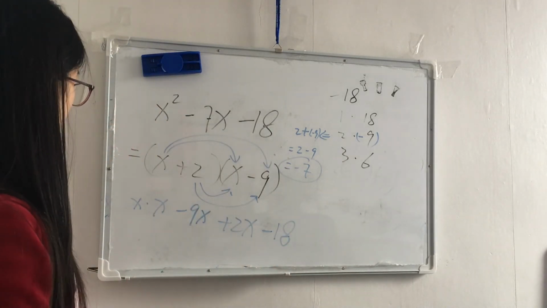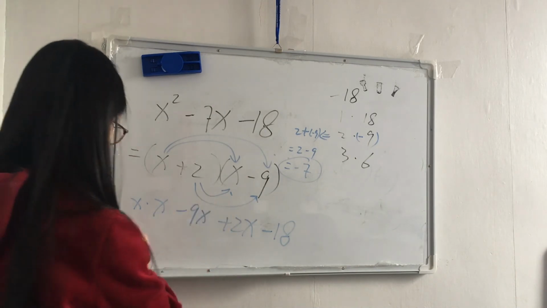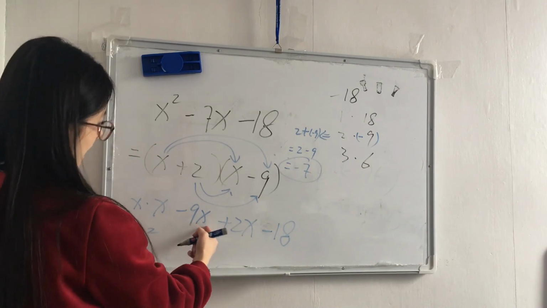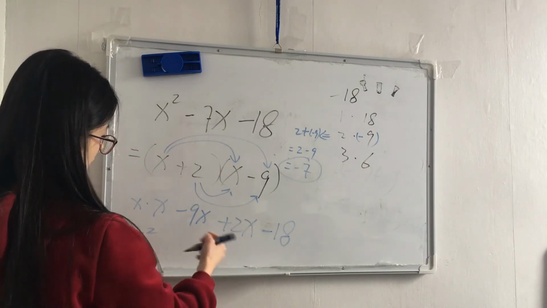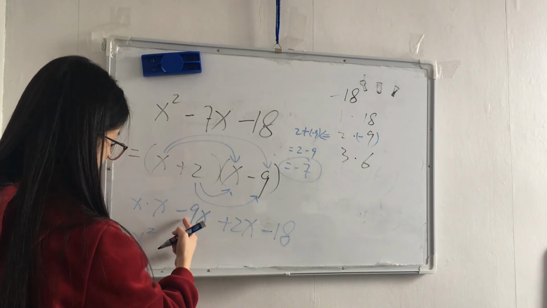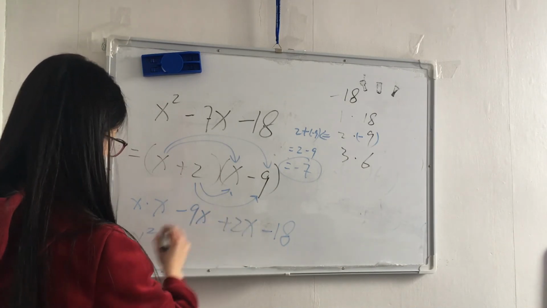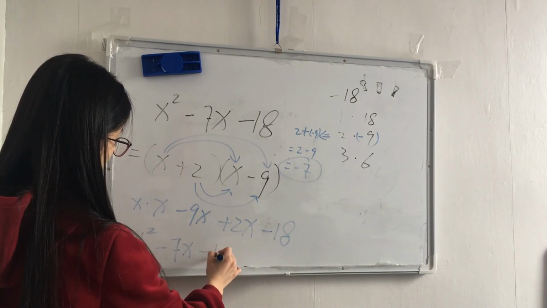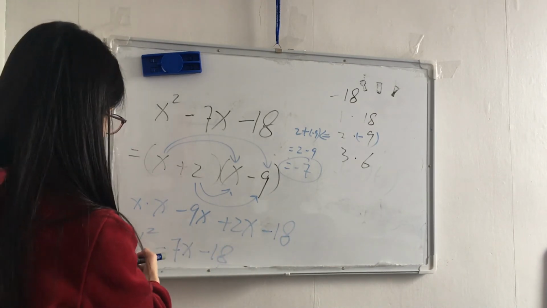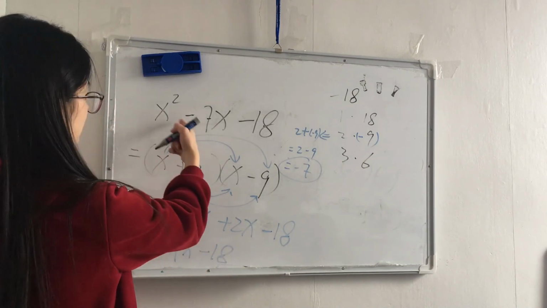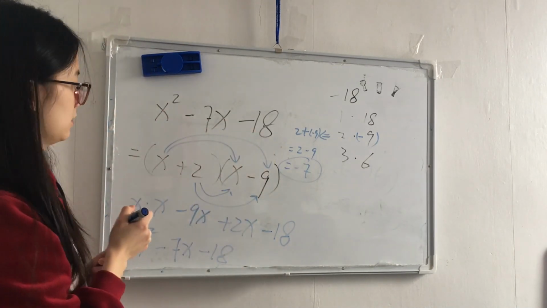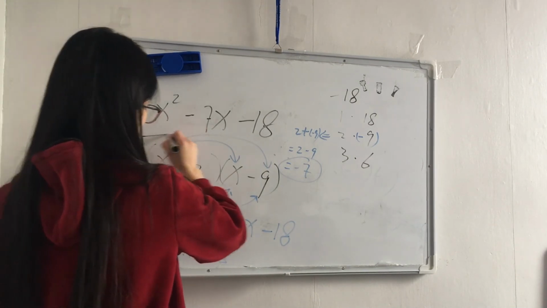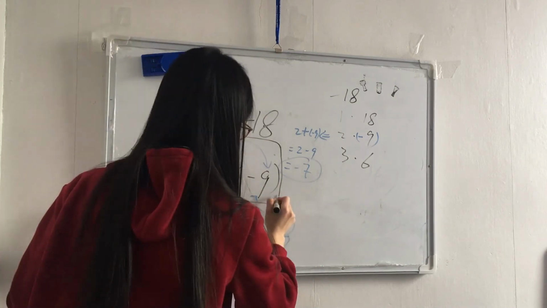Okay. Then we combine the like terms. x times x is x squared. Negative 9x plus 2x. So we combine the like terms. This is x, so that means negative 9 plus 2, that's negative 7x. Then we have negative 18. You see, this expression is exactly the same as this one. So which means this is our correct answer. This is the factor form. Okay.